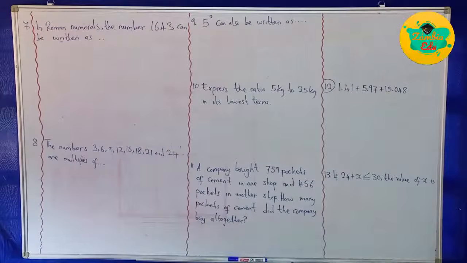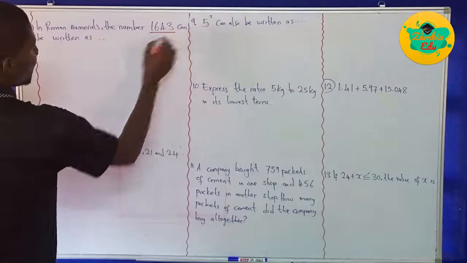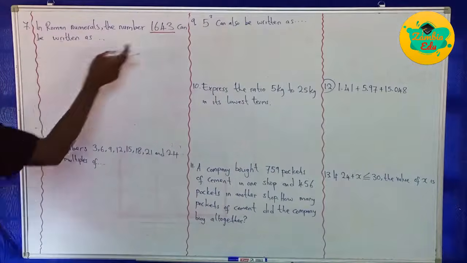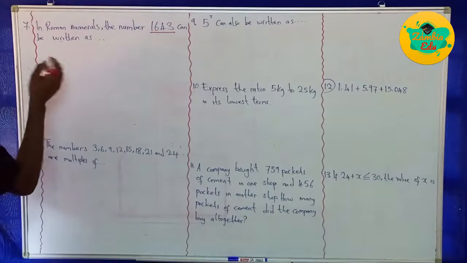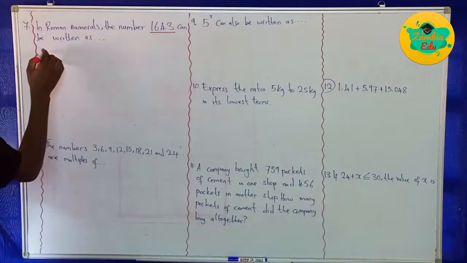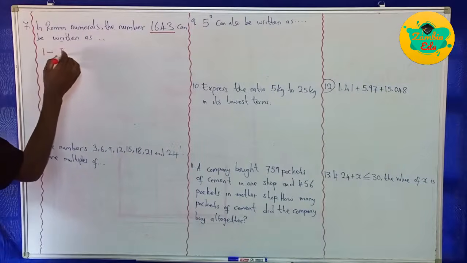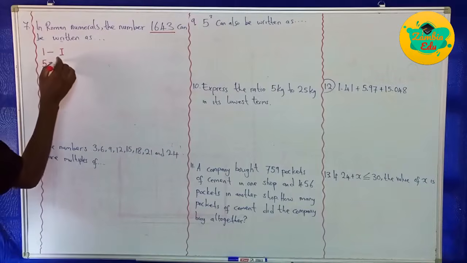Question 7 says, in Roman numerals, the number 1643 can be written as. So what they're asking us for is that we convert this number into Roman numerals. Okay. So let's just do a quick revision when it comes to Roman numerals. 1 is represented by I, like that. We know 5 is represented by V.